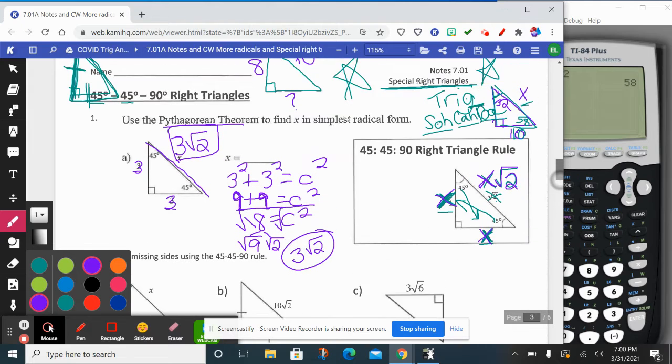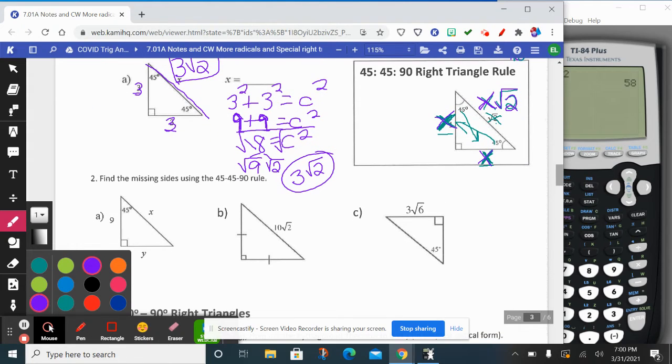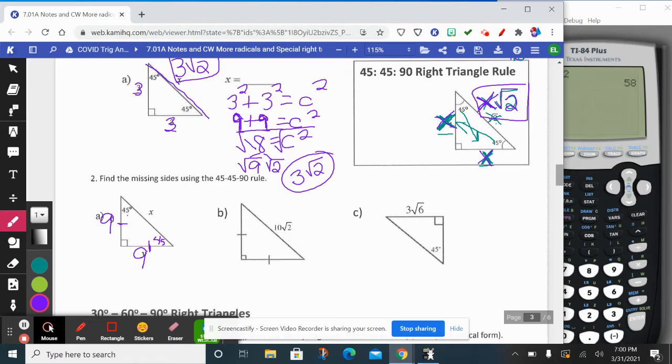So using that for the next few examples, if letter A gives us that this side is 9, and then 45 degrees there and 45 degrees here, it does make that isosceles. If this side is 9 and this side is 9, my rule says that the hypotenuse here is that same measure times the square root of 2. So it's going to be 9 square root of 2.